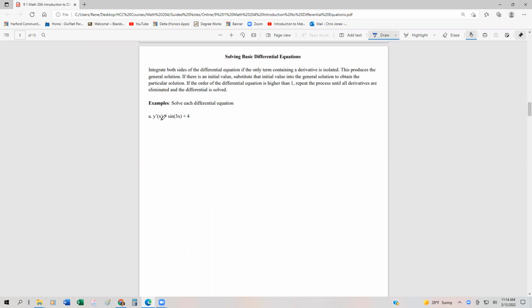All right, so a really basic example we have, y prime of x equals sine 3x plus 4. So realistically, what we're going to do is integrate y prime of x with respect to x, and that's going to be equal to the integral of sine 3x plus 4 dx. If we integrate y prime of x, that just becomes y of x, because it's a derivative of a function in terms of x, and we just find the antiderivative. That's the fundamental theorem of calculus part 2.